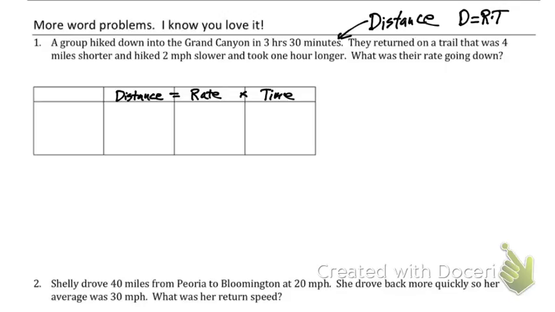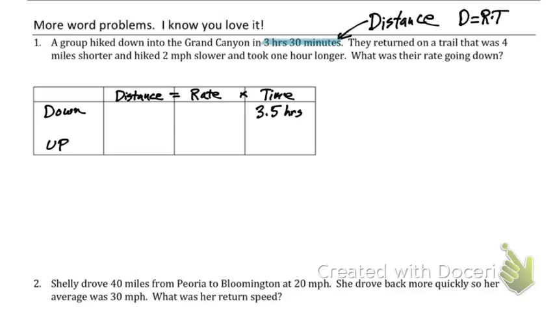So going back to what they talked about, they said they go down the Grand Canyon and then later they come back up. So we need 2 categories here, a down and an up. We need a going down and a going back up. Let's use the information they give us as they give it to us. The first bit of information is a group hiked down the Grand Canyon. It took 3 hours and 30 minutes. So we have a time for our down. I'm not going to write 3 hours and 30 minutes. Instead, I'm going to write 3.5 hours.